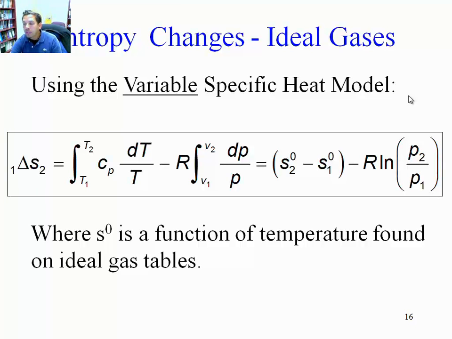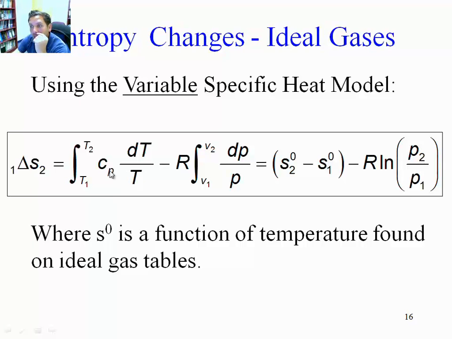So now let's go back to the TDS equations, the ones that we integrated to find this relationship for entropy. And now let's assume that we cannot use the constant specific heat model. We cannot take the Cp out of the integral. We know that the change in entropy from 1 to 2 is the integral of Cp dT over T, according to the second TDS equation, minus R times the integral of dP over P. Now the R we could take out of the integral because R is a constant. And Cp now cannot be taken out of the integral because we're talking about the variable specific heat model.